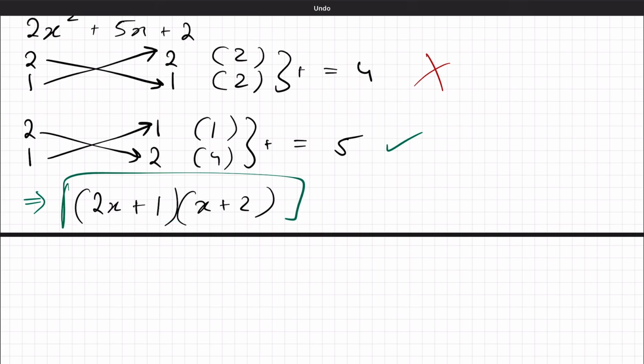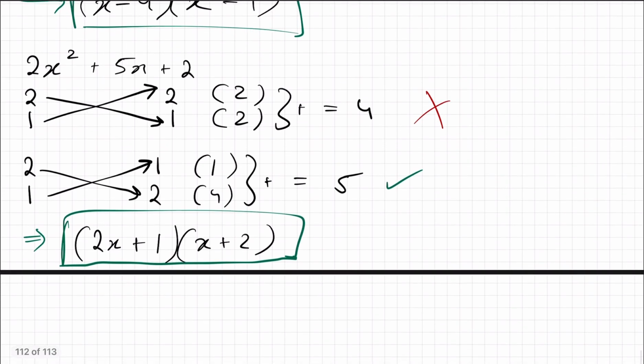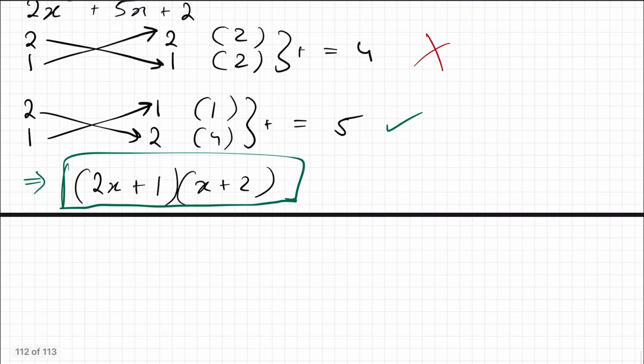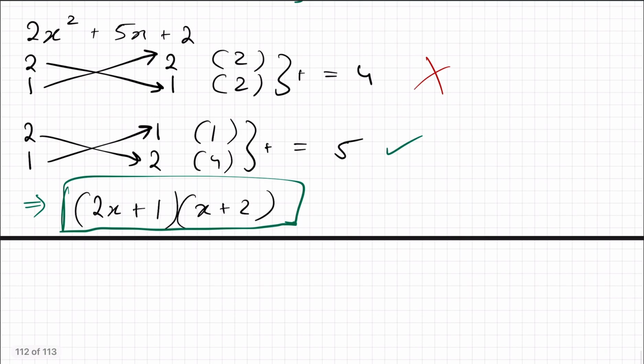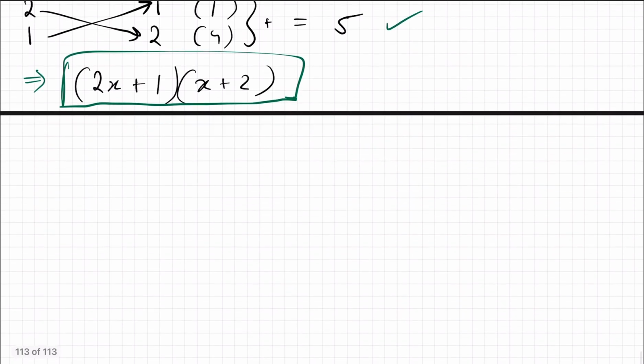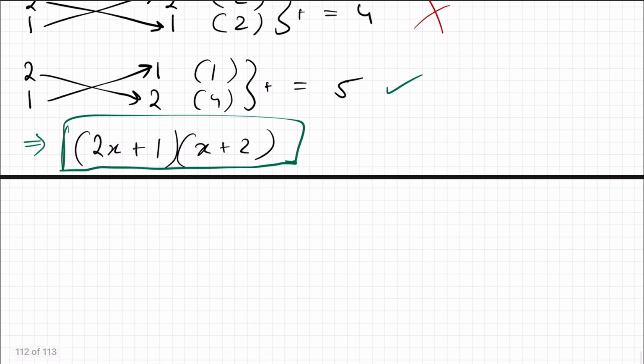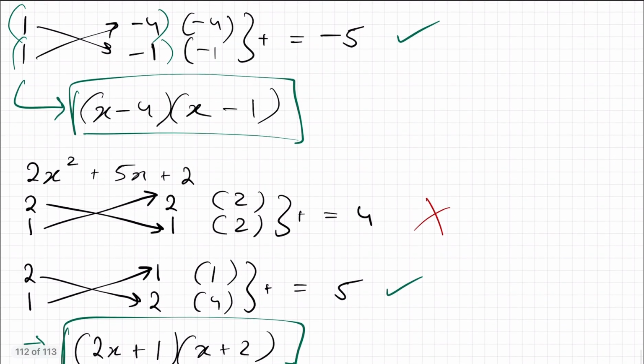Factored form of 2x squared plus 5x plus 2 is this. So this might look like trial and error, and it is, but with a lot of practice, you can actually become very fast, and this is a much faster method than the next one, which I'm going to show you. The next method is simply just to solve the equation using the quadratic formula.